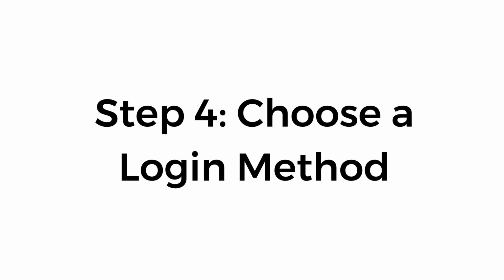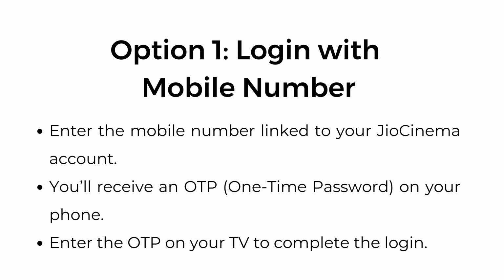Step number 4. Choose a login method. Option number 1. Login with mobile number. Enter your mobile number linked to your JioCinema account. You'll receive an OTP, a one-time password, on your phone. Enter the OTP on your TV to complete the login.